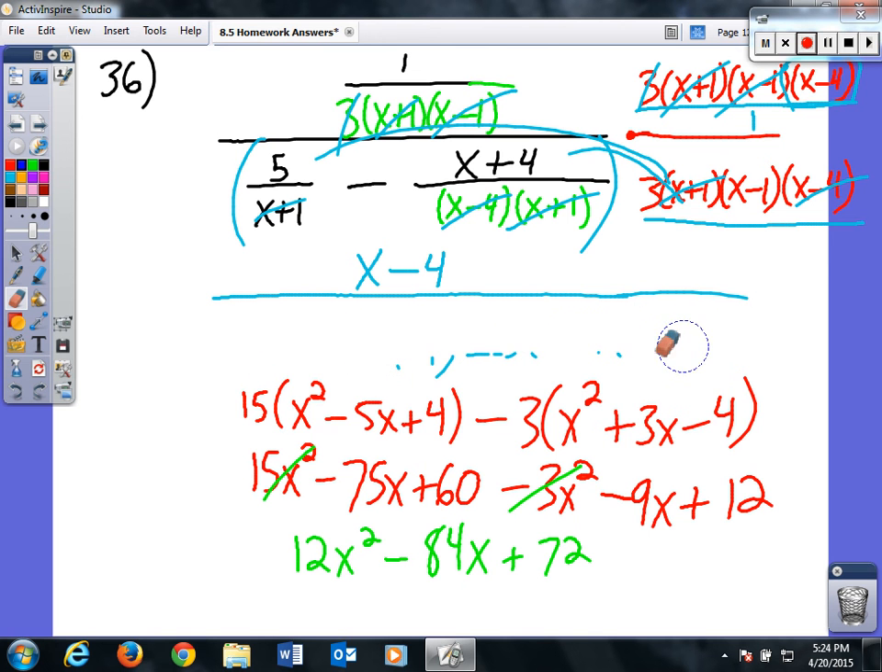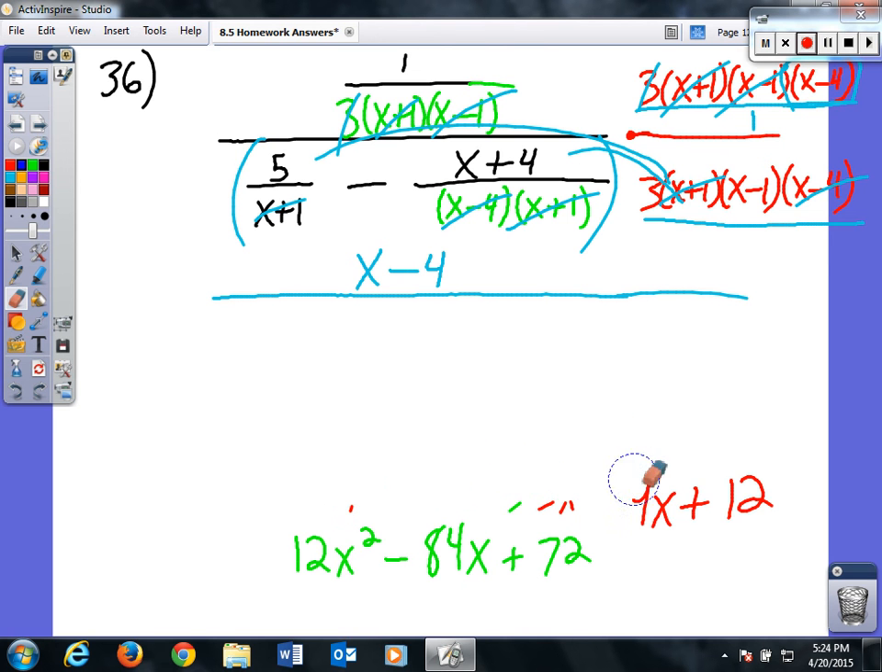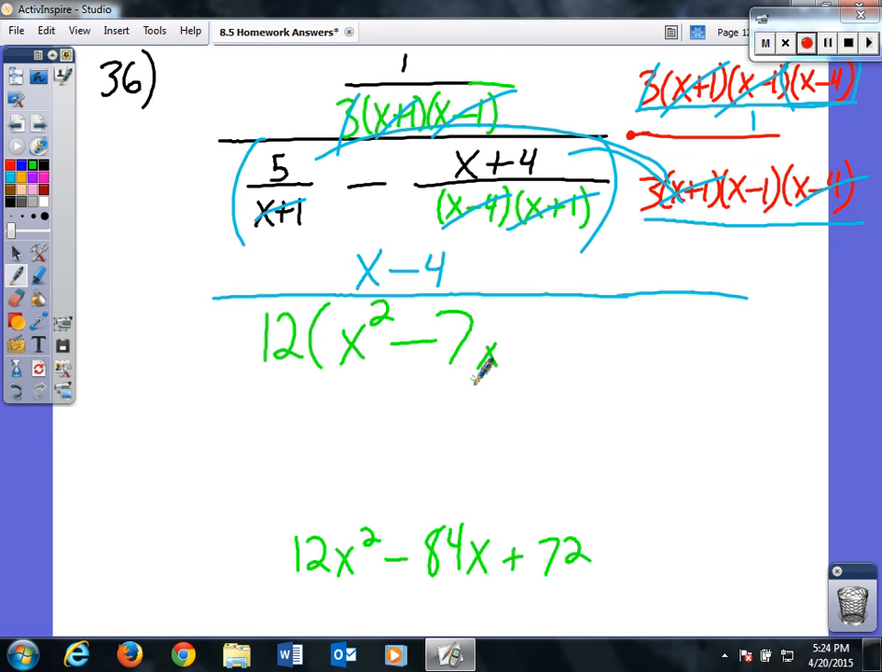I'm just going to erase that gray part, and I'll actually erase some of this work too, give myself a little more room. So we worked all that out, and we found that we get 12x squared minus 84x, and then plus 72. Well, all of those numbers are divisible by 12, so I'm going to go ahead and factor out a 12 right away. So that leaves me with x squared here. 84 divided by 12 is 7. Oh, so that should be a minus. Minus 7x. And then 72 by 12. I believe that's 6. Yeah, 6.